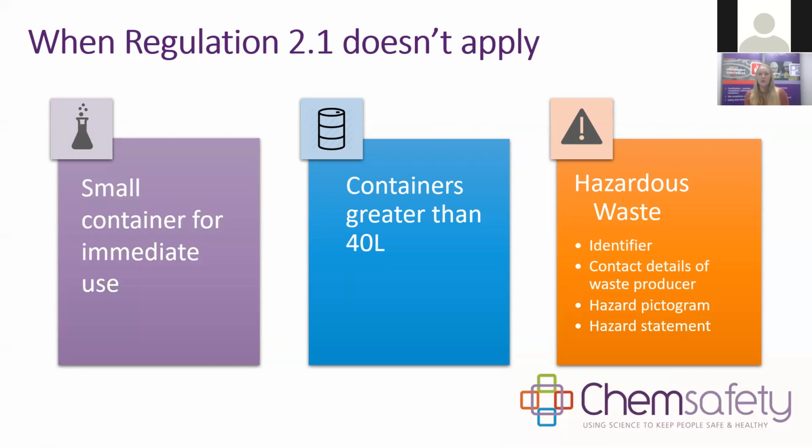So the minimum requirements that apply to the hazardous waste are an identifier describing the nature of the hazardous waste. So this might be flammable waste. If a name has been assigned to the waste, use this. Contact details of the waste producer, so this is name, address, and business phone number. And then hazard pictogram and hazard statements based on what you know about the classifications of the waste.